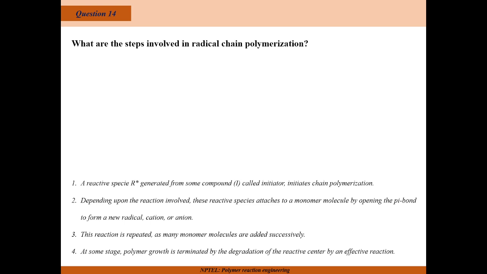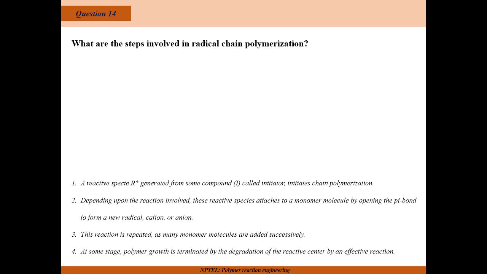So basically, the steps will be initiation, propagation, and termination. Here we have a reactive species that acts as an initiator, and it will initiate the polymerization. Then, depending upon the reaction involved, this reactive species attaches to a monomer, opening a pi bond, and it starts bonding. It can be a radical, a cation, or an anion. Then the reaction is repeated and many more monomers are added successively, and at some stage it will be terminated.